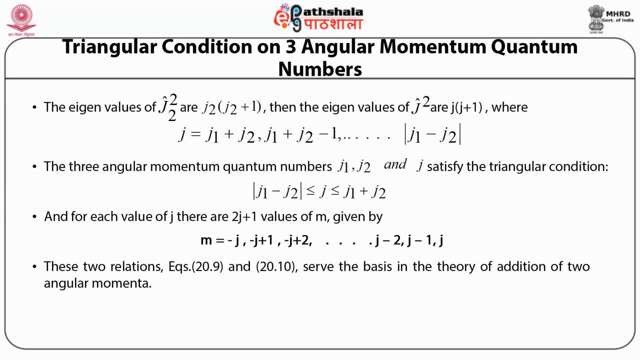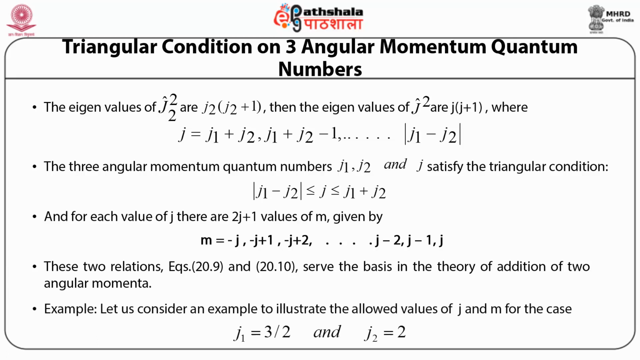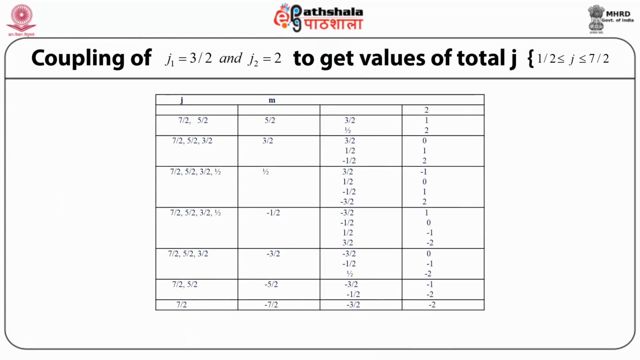Now, let us consider an example to illustrate the allowed values of J and M for the case J1 equals 3 by 2 and J2 equals 2. Coupling of J1 equals 3 by 2 and J2 equals 2 results in the values of J being less than or equal to 7 by 2 and greater than or equal to 1 by 2.